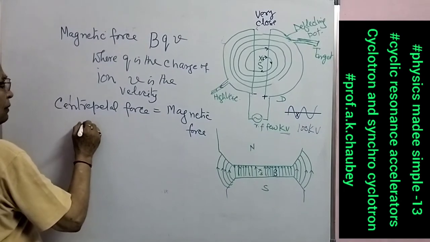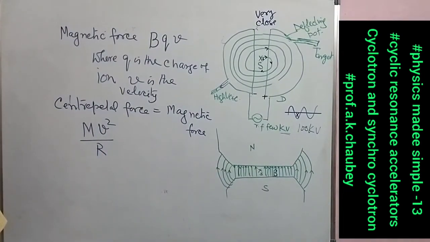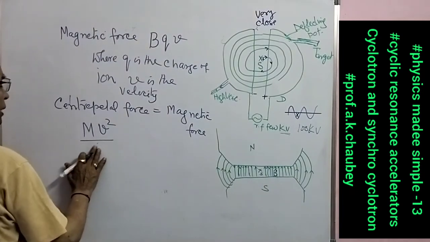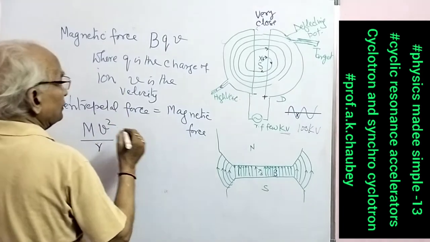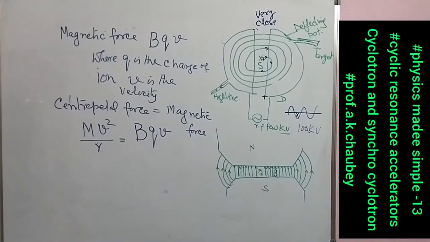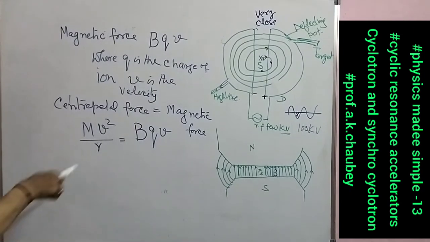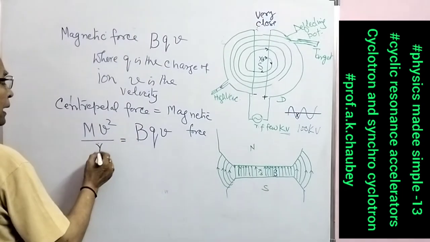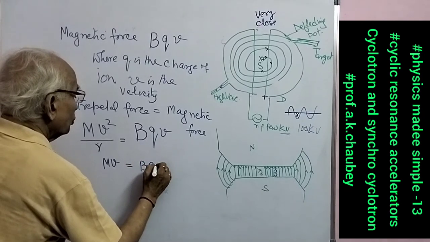So what do we have? If m is the mass of the ion and V the velocity, it is mv squared over r. This is the centripetal force. We write small r, we will write capital R later. Where does the centripetal force come from? From the magnetic force, the reactionary force, so BQV. So mv squared over r is equal to BQV. These are the two forces, magnetic force and the centripetal force produced by circular motion. So B cancels and r goes there. So mv, the momentum of the particle, is equal to BqR.